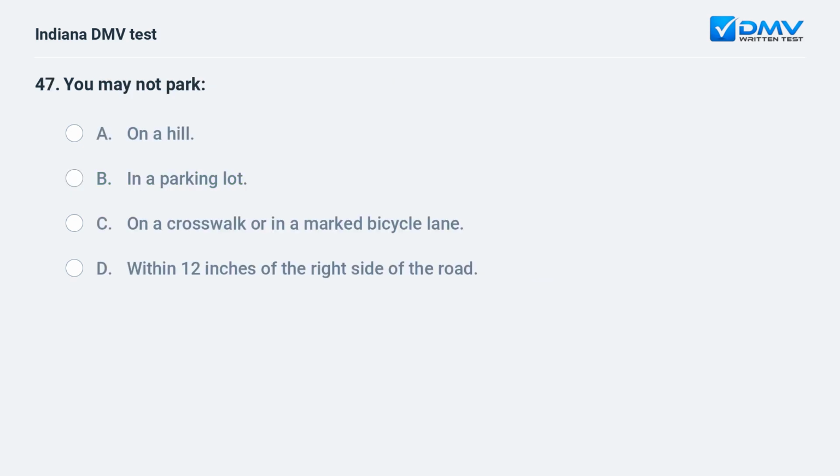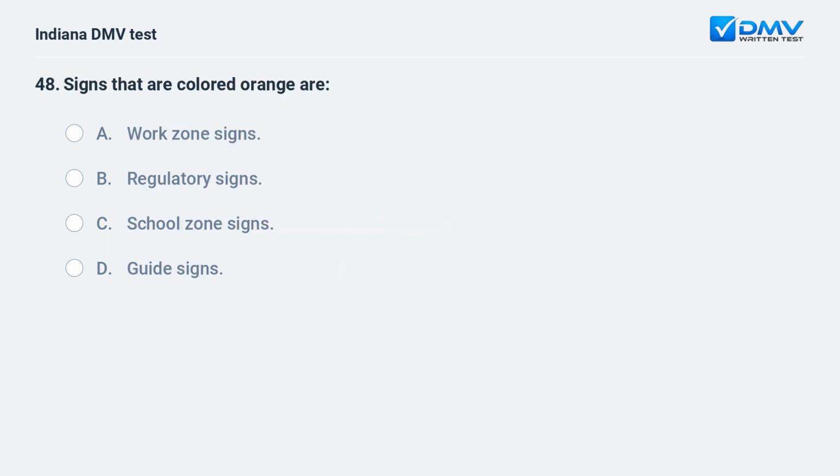You may not park A. On a hill. B. In a parking lot. C. On a crosswalk or in a marked bicycle lane. D. Within 12 inches of the right side of the road. Signs that are colored orange are A. Work zone signs. B. Regulatory signs. C. School zone signs. D. Guide signs.